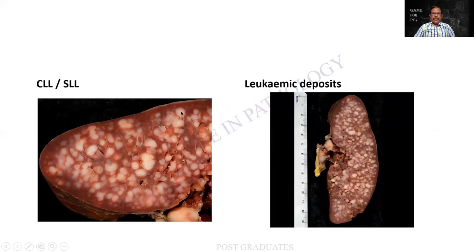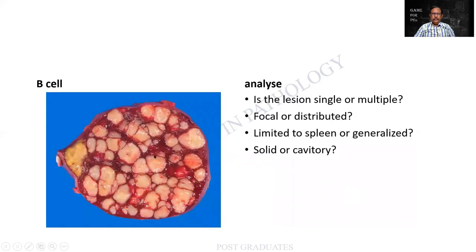Multiple deposits can be lymphomata. It can be CLL or SLL, leukemic deposits. And as I told you earlier, never give a diagnosis of non-Hodgkin's or Hodgkin's, and still worse, do not give a further histological diagnosis. Leukemic deposits can be seen throughout. And this again is a case of a lymphoma of the spleen.